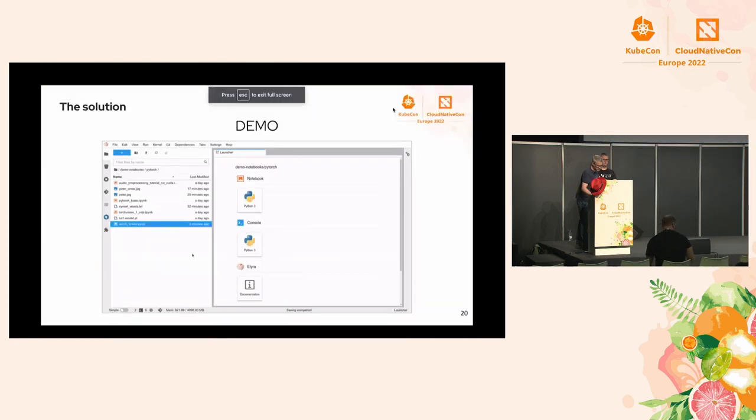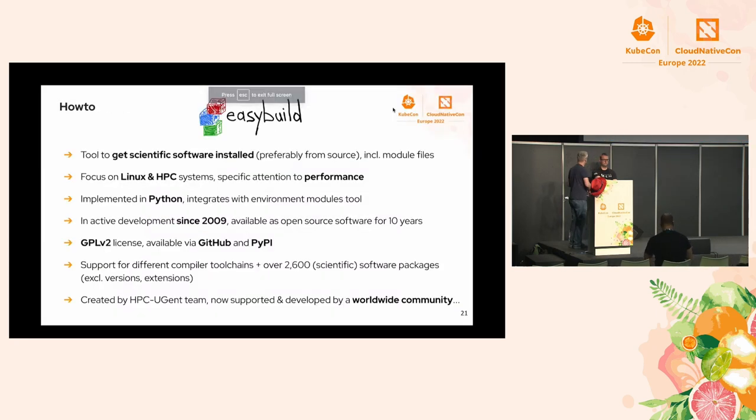Back to the slideshow. Voila. All right. So we've showed you that we basically have like an app store of pre-installed software that we can just dynamically load into our notebook and start playing. So how do we actually install this big set of software applications? For this, we used EasyBuild, which is a tool that's really focused on HPC systems. So it was implemented for Linux, special attention to performance, so lots of details that are specific to supercomputers, installing software from source, and so on.